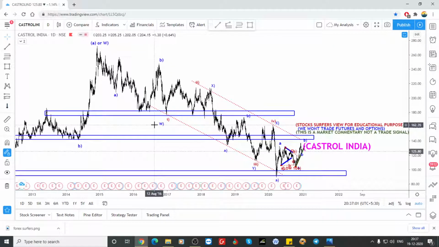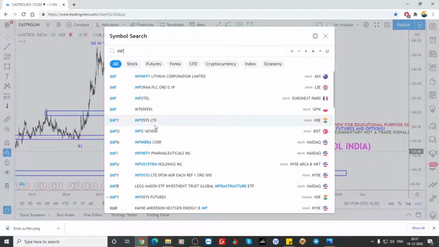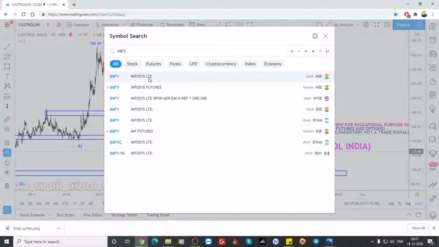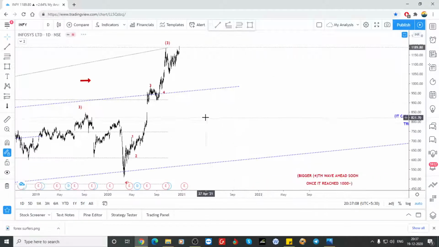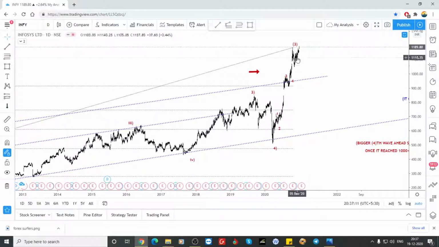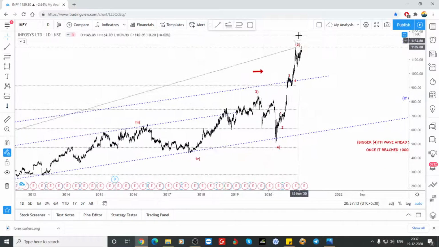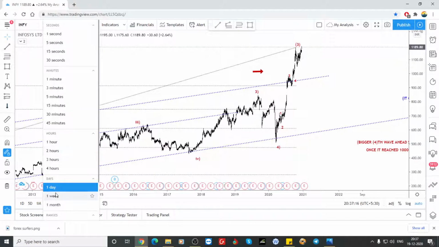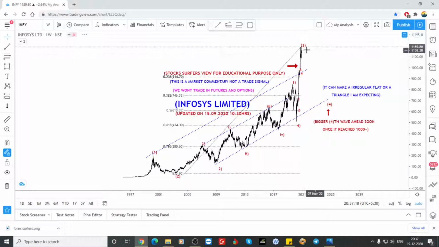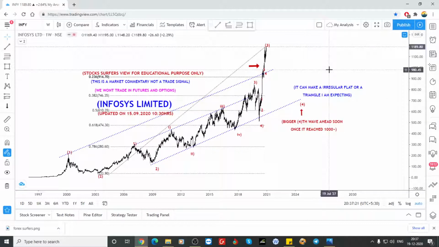So next we will move on to Infosys. So all the Infosys, I no need to again and again show, because it's a third wave. The bigger third wave is ended. The bigger third wave is ended. So we are in that fourth wave. So how it is going to happen? From here it can be a triangle around the 1000 range, or it could be a 900 range. After that it can shoot for that fifth wave.